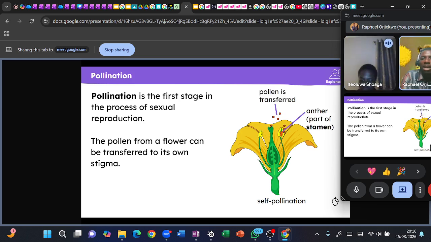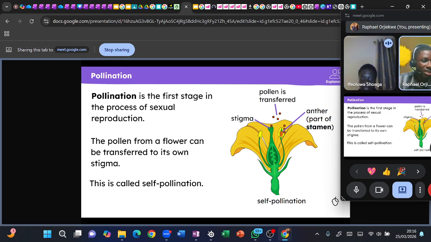So look at this. Now, on the same flower, the stamen produces the pollen grain, and the pollen grain is transferred to the stigma of its own, the same flower. So its own stigma is what happened here, and this is known as self-pollination.